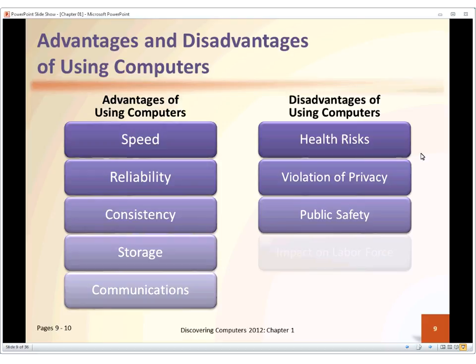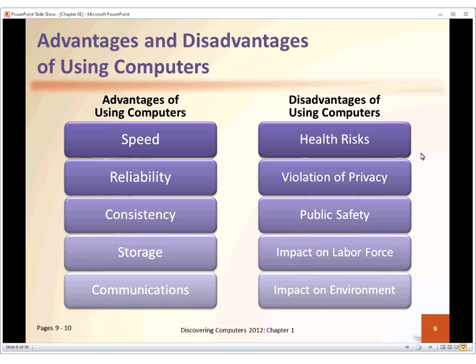There are disadvantages, and the chapter does talk a little bit generally about some of those. There are health risks from using the computer too much. You can have repetitive motion injuries, so you have to be careful about your use. There's security issues and violation of privacy, public safety. It has an impact on the labor force. A lot of the jobs that were there in the past have been replaced by computers. And then there's an impact on the environment as well.